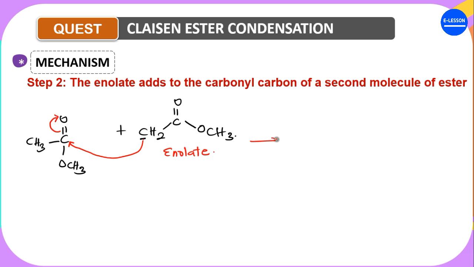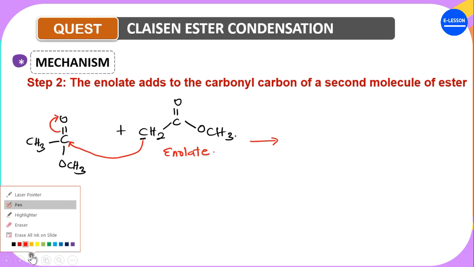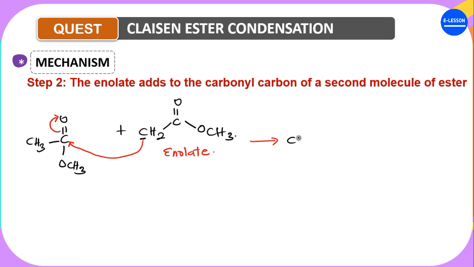So at the end of the day, what do you think will be the product of this reaction? The product of the reaction would be something like this. We're going to have CH3, right? There you have C. Here will be O minus. And here is OCH3. Now don't forget that these still have their own normal lone pairs, okay?